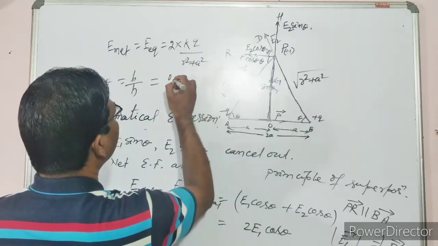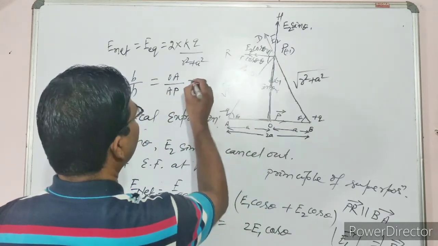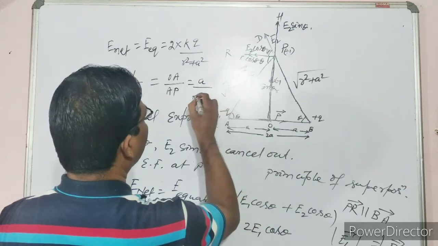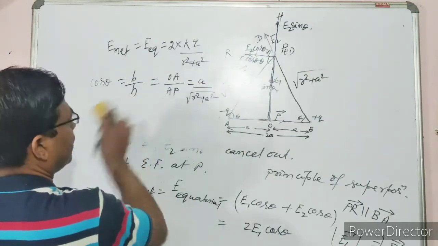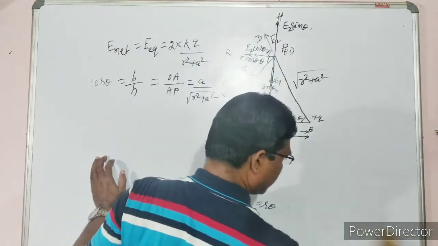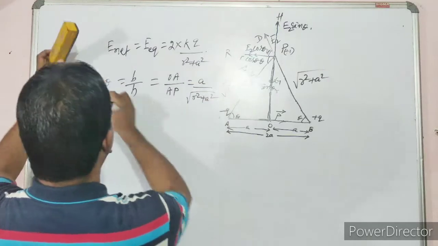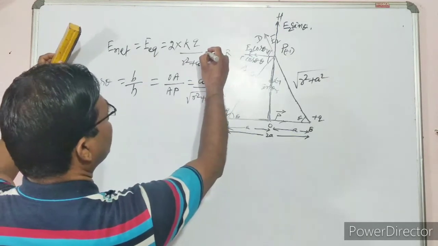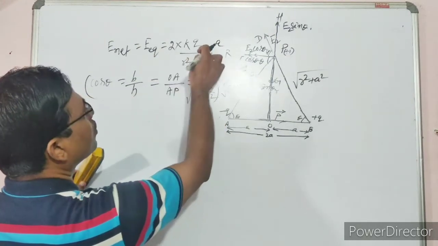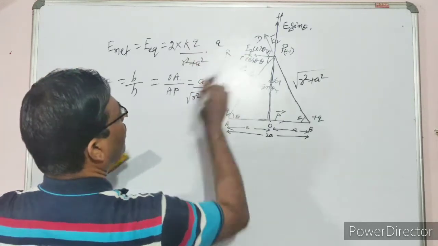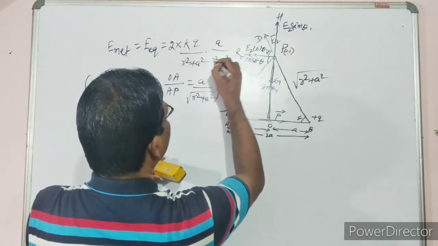B by H. OA by AP, how much is it? O is how much? A. AP is how much? The square root of R square plus A square. Clear? Okay, now I am erasing this one because it is not visible and you can't understand. Then come to the point: now you have to use this one. Cos theta is here, so you have to write this value. So E equals 2 KQ by this, into cos theta. The cos theta value I am writing here: A by the square root of R square plus A square.